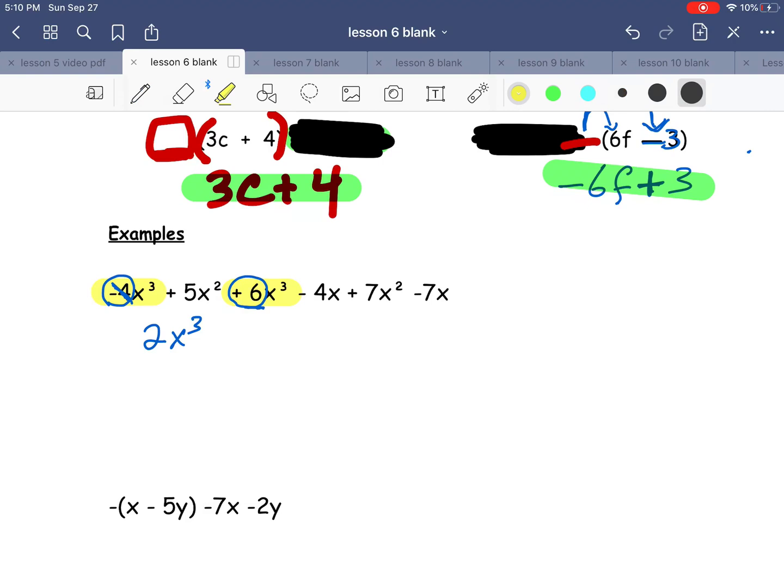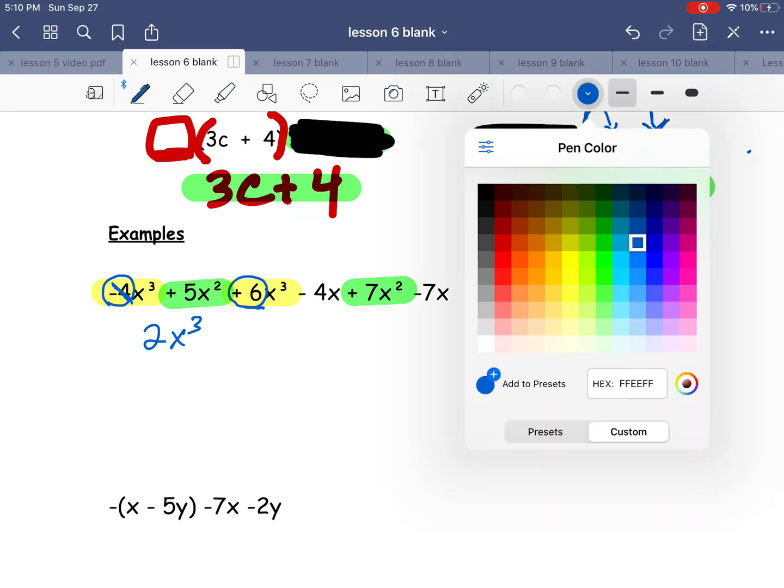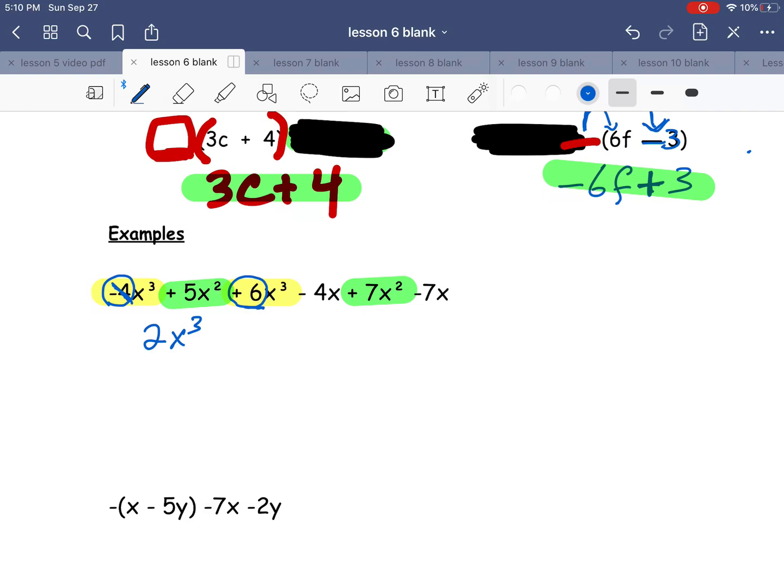The next one, you have squares. Remember, highlight what's in front. Plus and a plus. Oh, that makes it super easy. You're just adding everything up. So that just means 5 plus 7, 12x squared.